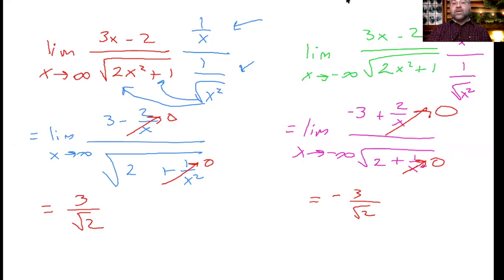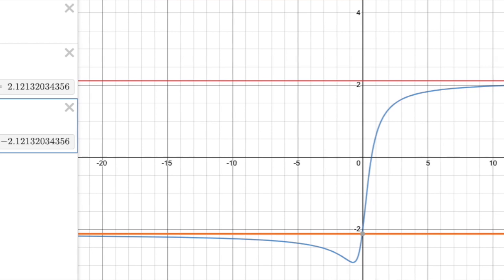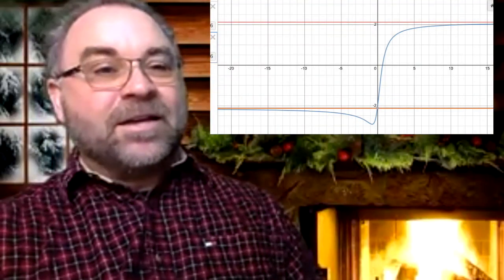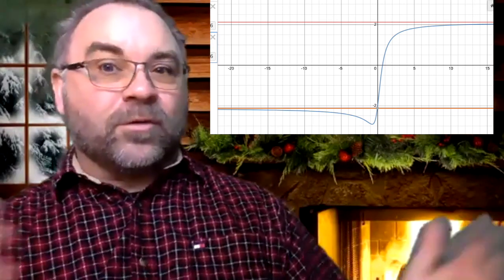I think it's worth taking a look at this graph on Desmos so that you can actually see it, because it is quite strange. I'll bring it up over here. As you can see, we definitely have some interesting behavior there. Notice I've put on the two horizontal asymptotes. The red one is positive 3 over root 2, and you can see as we go to positive infinity, that's the line we approach. But on the negative side, as we go out that way, look what happens. We are approaching the negative one. That orange line is at -3 over the square root of 2. So yes, you can have two different horizontal asymptotes.